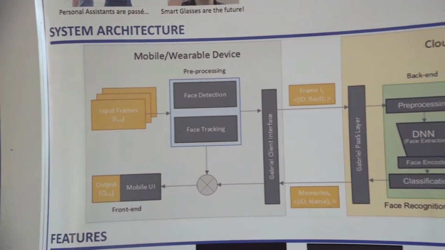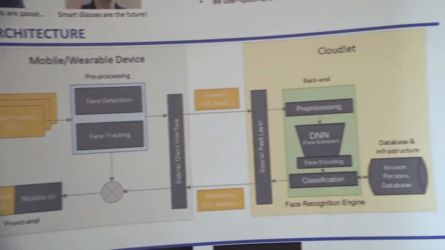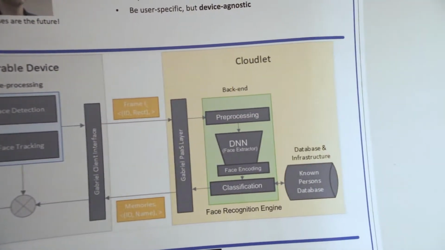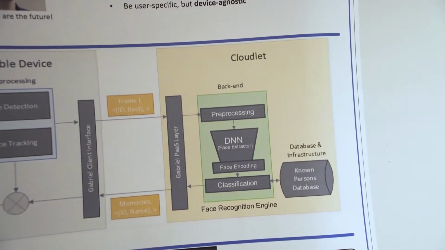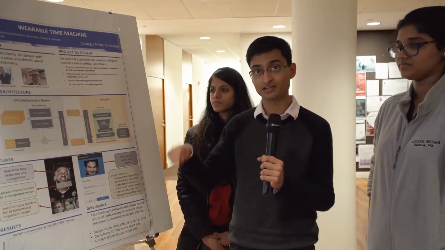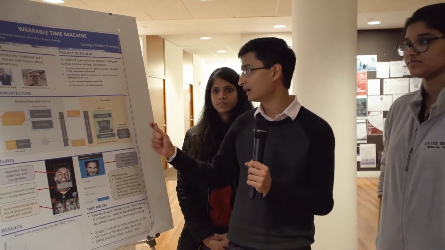So here we have the system architecture. We have four major components: the mobile UI, which is responsible for facilitating interactions with the end user; the face detection and face tracking, which is responsible for demarcating faces in an image frame, and then making cross-frame associations between these demarcated bounding boxes.